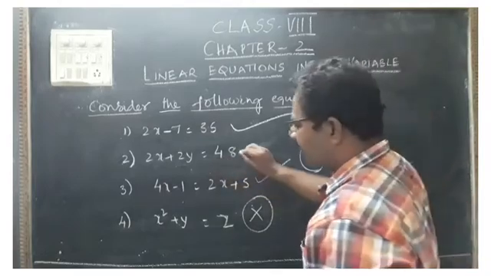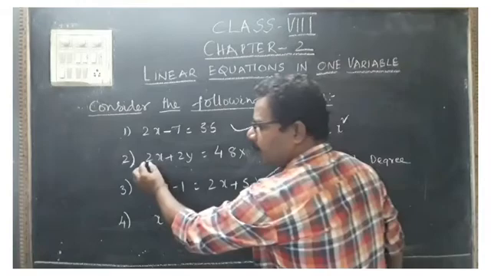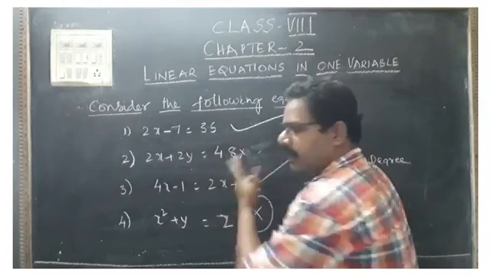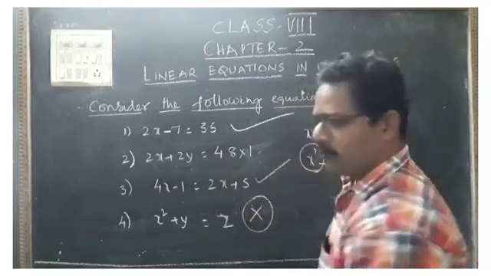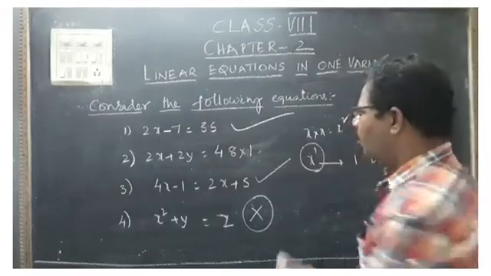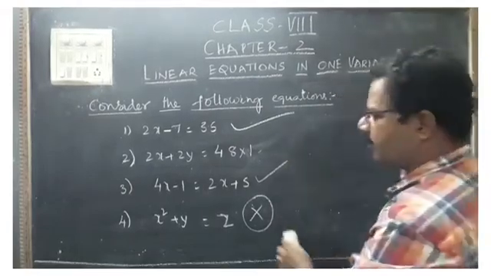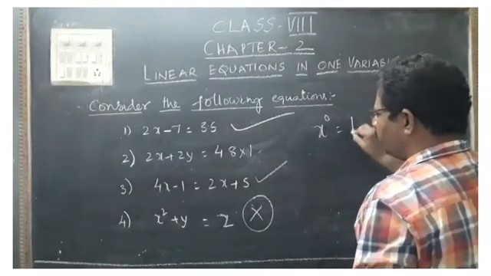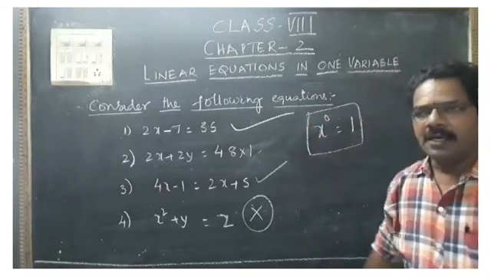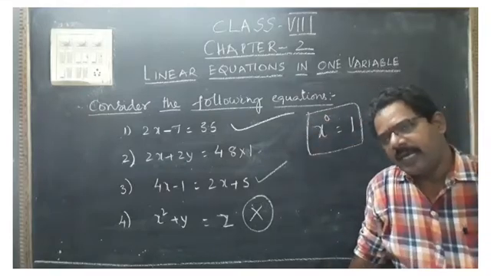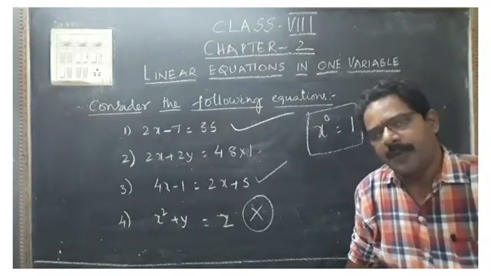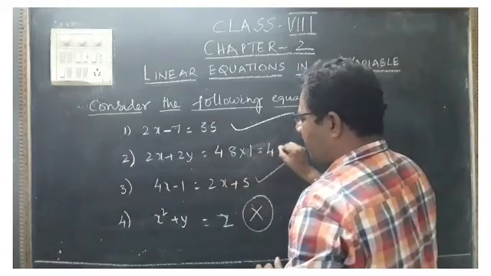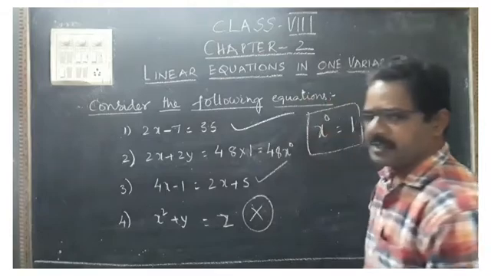48 means 48 into, here 2 into x. X to the power of 1 is x. Okay. 48 into nothing is there. Nothing means 48 into 1. So 48 into 1 is equal to 48. What is meant by 1? Anything to the power of 0, we can call it as 1. Any variable to the power of 0, we can call it as 1. So 48 into 1 means we can write 48 into x to the power of 0.